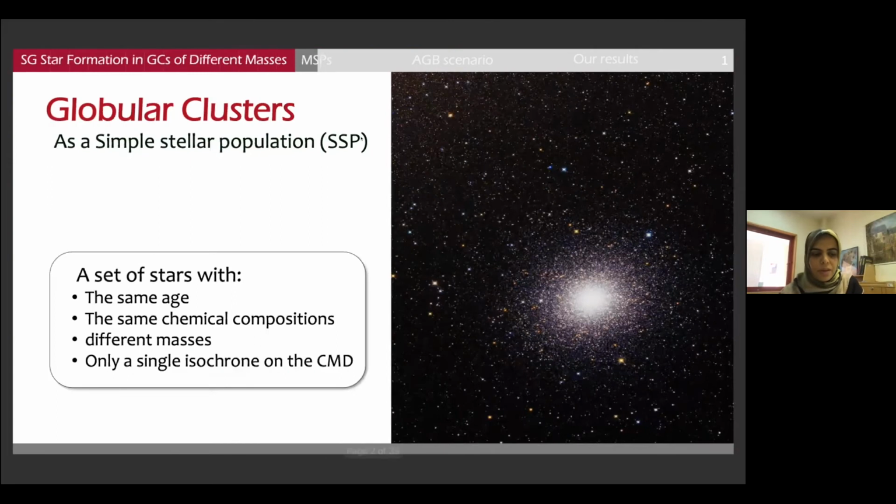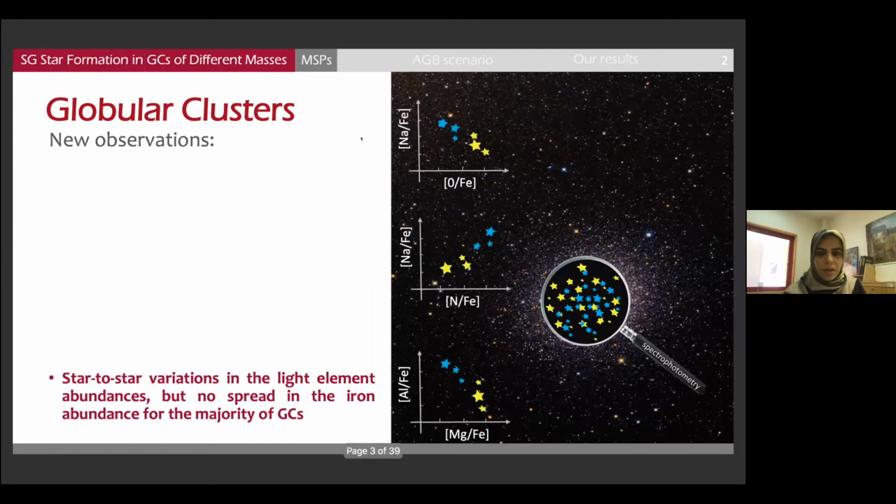Globular clusters were traditionally known as simple stellar populations, meaning all stars in a cluster share the same age and the same chemical composition, with different masses. And of course, we can fit only one isochrone to their color magnitude diagram. But in the past several years, high precision observations have shown that this is not actually true. We now know that nearly all globular clusters are composed of at least 2 stellar populations with different chemical compositions, as you can see here.